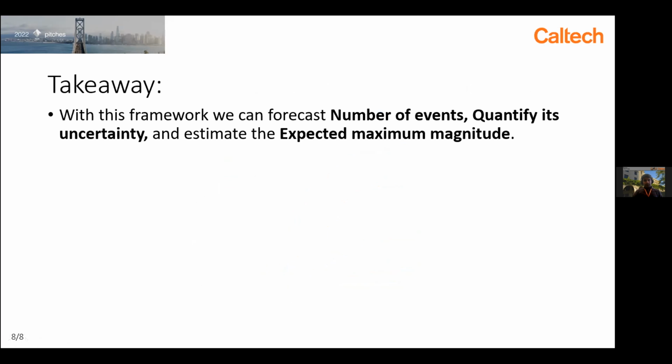That was my talk, and the main takeaway is that with this approach, we can forecast the number of events, we can quantify its uncertainty, and we also can have some sort of estimate on the expected maximum magnitude.